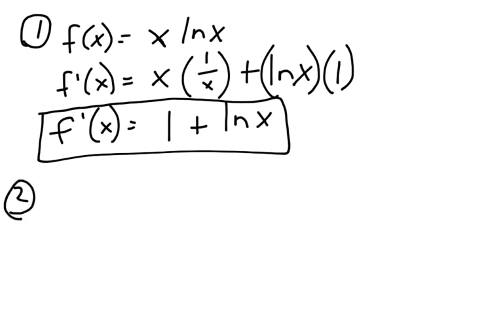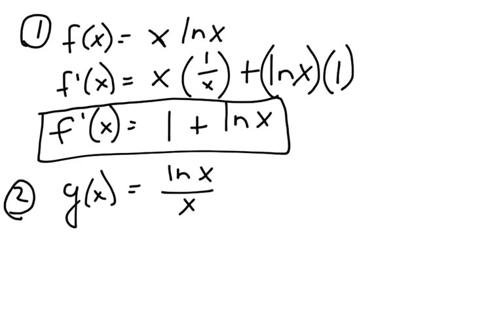Okay, number 2. G of x equals natural log of x over x. So this one is very similar to number 1, except instead of using the product rule, we're going to use the quotient rule.